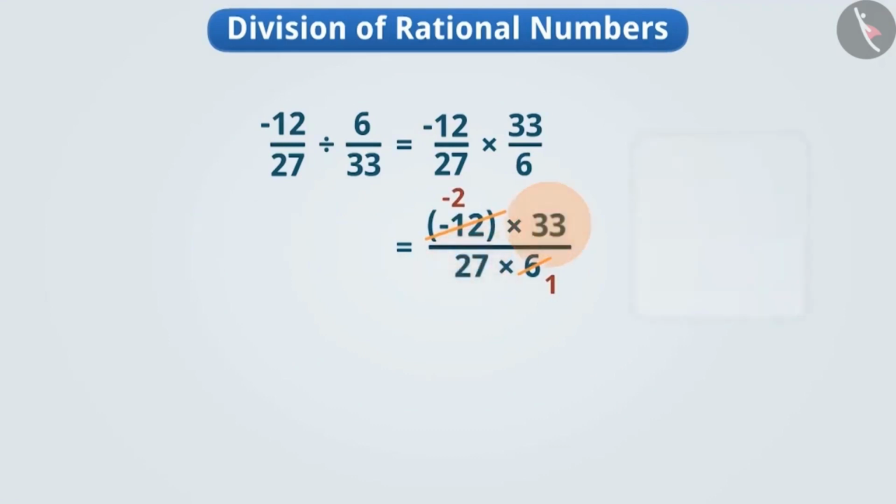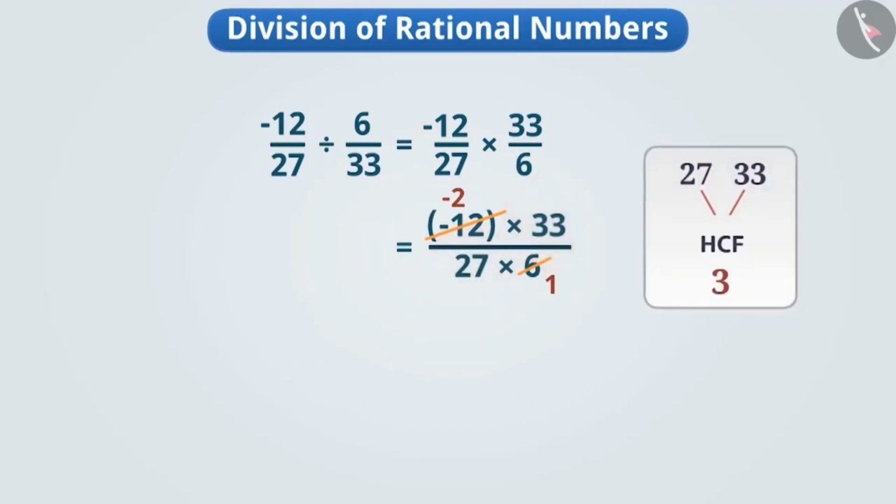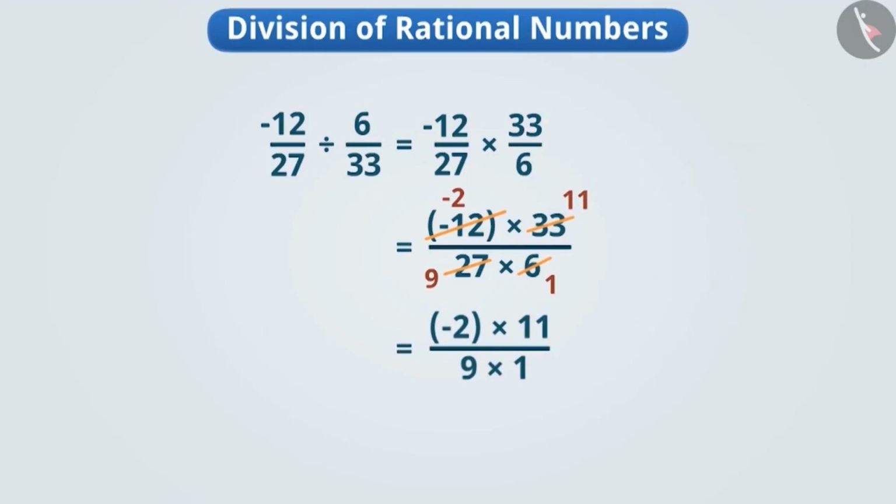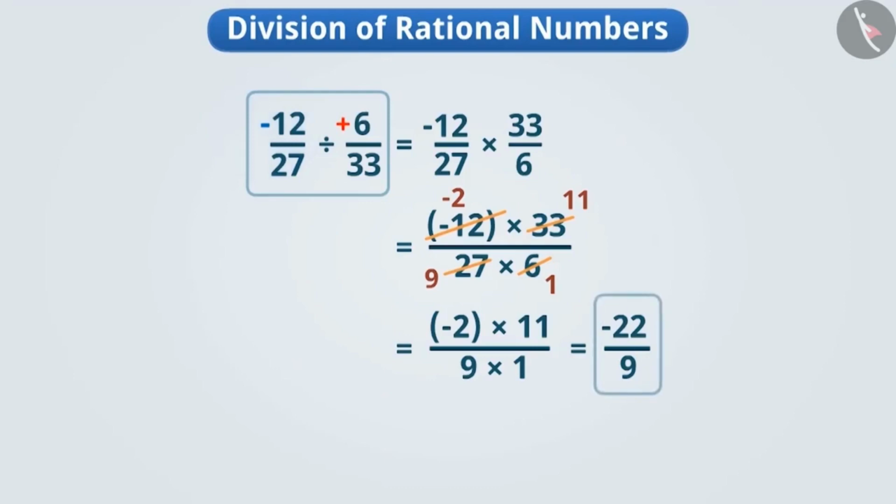Similarly, if we look at 27 and 33, the HCF is 3. So we can divide both by 3. After dividing 27 by 3, we can write 9 in its place, and by dividing 33 by 3, we can write 11 in its place. Now the numbers are small, so it is easy to multiply them. For example, here minus 2 into 11 is minus 22 and 9 into 1 is 9. Thus we get minus 22 by 9. From this, we understand that the result of the division of a positive rational number and a negative rational number is negative.